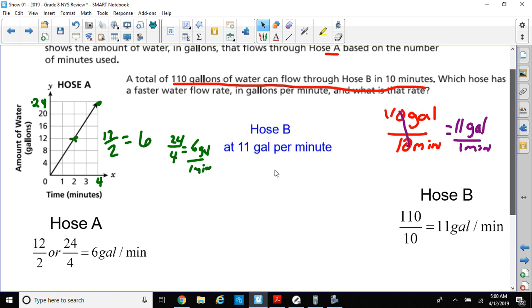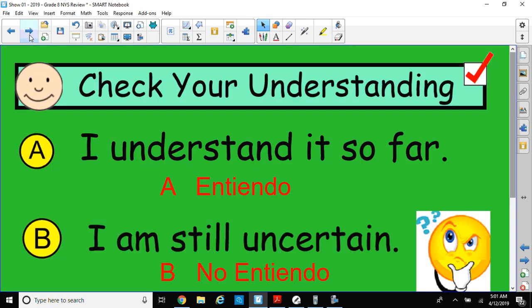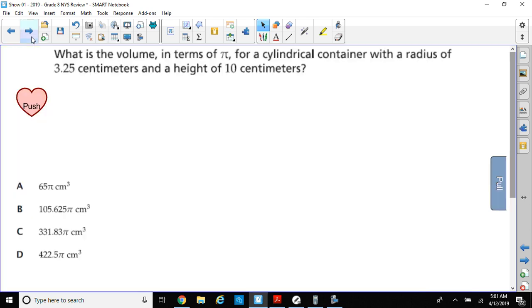So if you got that, good. Question: watch it from the beginning if you're not understanding what's going on. If you do understand, great. But if you're not sure, write down your questions. You can bring them in to me, and I'll be glad to talk to you about them in class. So let's see what else we got.